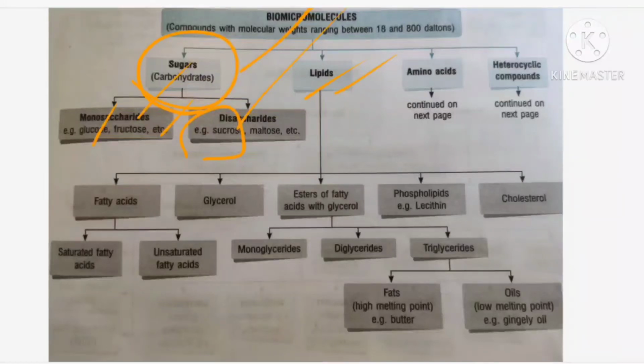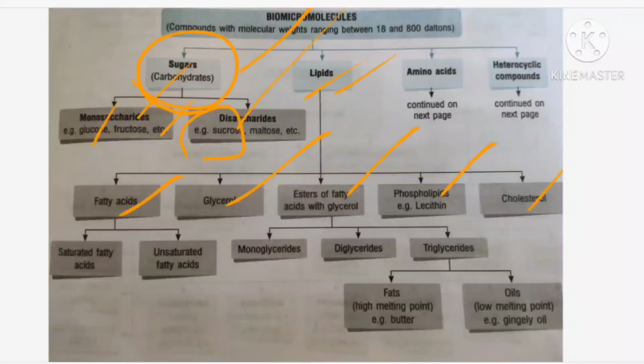So what are the 5 main categories of lipids? If you see, the first one is fatty acids, second one is glycerol, third one is esters of fatty acids with glycerol, phospholipids and cholesterol. These are all types of lipids. What is lipids? Lipids is something related to fats, okay. They are fatty substances, meaning they have some association with fats. So like oil or butter or ghee, dalda, whatever it is, we can categorize them under lipids, meaning something to do with fats, okay.